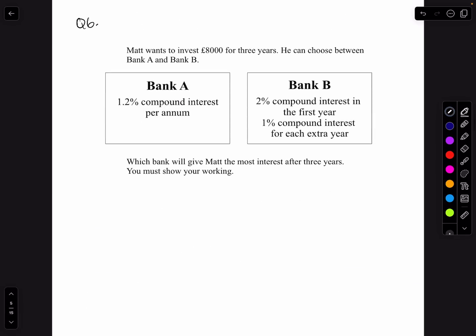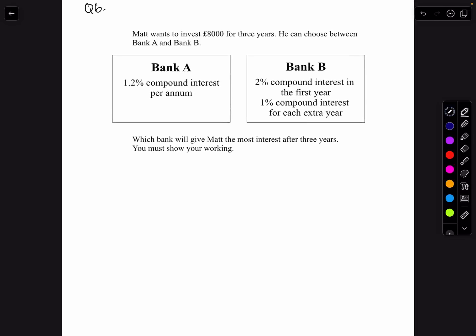Question number 6. I have seen these come up quite a lot on some practice papers, so it's good that we practice this. Matt wants to invest £8,000 for 3 years. He can choose between Bank A and Bank B. Bank A pays 1.2% compound interest per annum. And Bank B pays 2% in the first year and then 1% after that. Which bank will give the most money after 3 years?